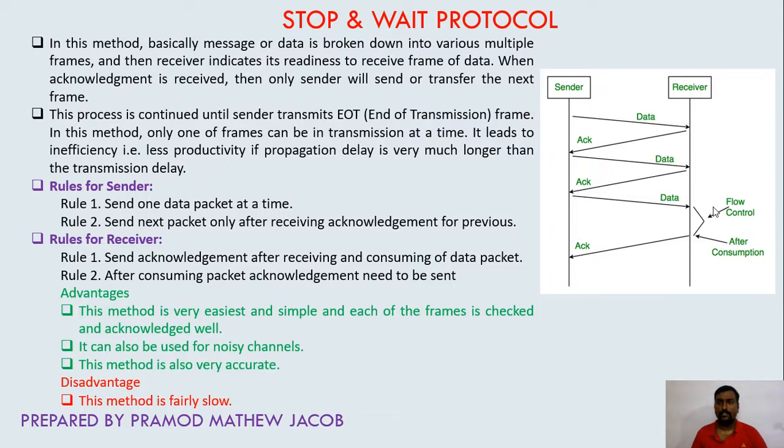So if there is no acknowledgement message from the receiver, then the sender will wait for a long time. The sender will wait till the acknowledgement message is received. So this is how flow control is accomplished in simple stop and wait protocol. So the rule followed by the sender is send only one data packet at a time. Send next packet only after receiving acknowledgement for the previous data packet. Next is the rule for the receiver. The receiver should send acknowledgement after receiving and consuming of data packet. After consuming packet, acknowledgement needs to be sent.